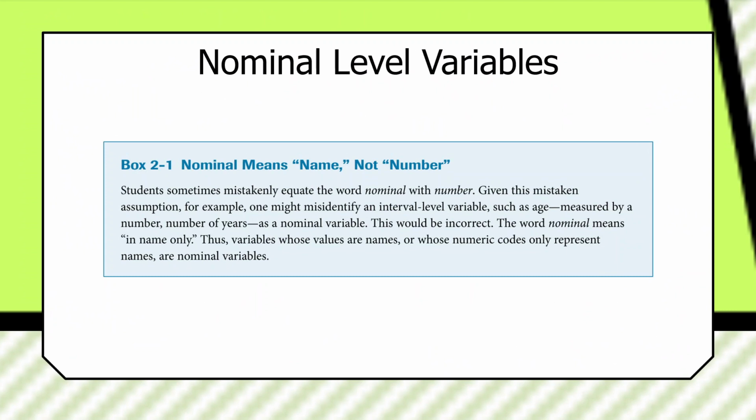Given this mistaken assumption, for example, one might misidentify an interval level variable such as age, measured by number of years, as a nominal variable. This would be incorrect. The word nominal means in name only. Thus, variables whose values are names or whose numeric codes only represent names are nominals. So if you go back to that earlier example of the anatomy of a variable, that was a nominal level variable, marital status, and you need the names of the values to tell you how to differentiate units of analysis. The numeric codes just stand for names.